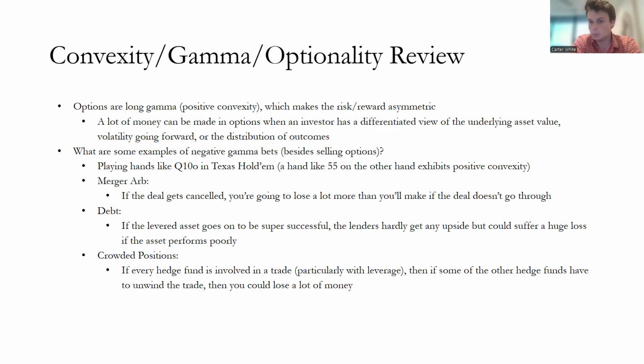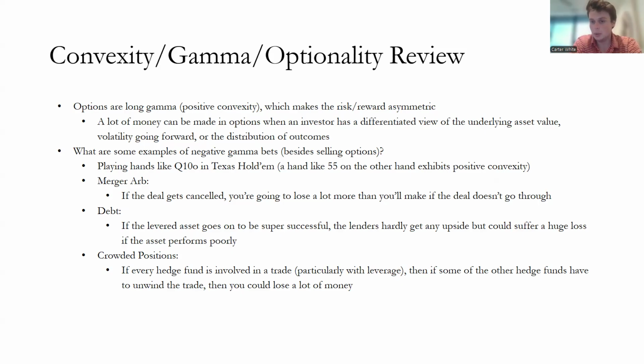Another example is merger arb. If the acquisition goes through, you'll make a little. If it doesn't go through, you'll lose a lot. Doesn't mean it's a bad bet because it's all about the expected value, but it's definitely asymmetric in a negative way. Debt is also a negative gamma bet in that if things go well, the issuer pays you back, you're going to get your principal and interest. But if they do poorly, you could potentially lose all of your money. Debt, which I'll get into in my next lecture, is very akin to a short put. So when you think of a capital structure, you can model debt like a short put.